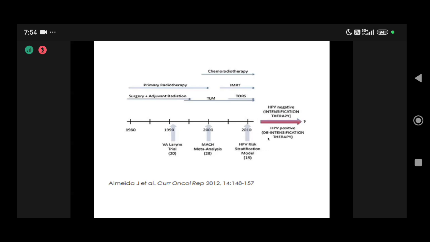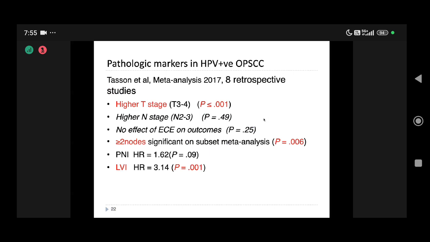Then, because of the paper of Ang in 2010, we came to know that oropharyngeal cancer is not one disease. There is an HPV risk stratification model which was presented. And now is the time of intensification of treatment for HPV negatives and a de-intensification of treatment for HPV positives. Although both are under trial settings, that's what the future looks like. So why are HPV positive tumors so different? This is a meta-analysis which was published in 2017.